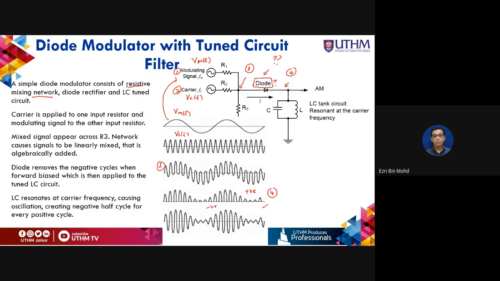Okay. So here the LC tank circuit will produce an oscillation according to the output of the diode. So kat sini dia jadi dia apa tu? The LC tank circuit akan resonate ikut amplitude dan ikut frekuensi of this point. So dia akan create, dia akan completekan signal lah. And then completekan signal, then produce a VAM, AM signals. Okay.